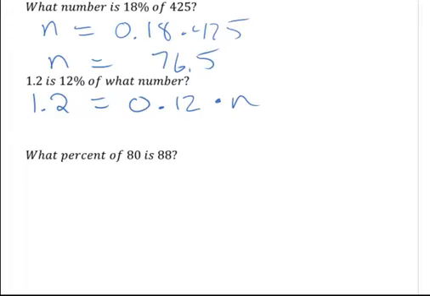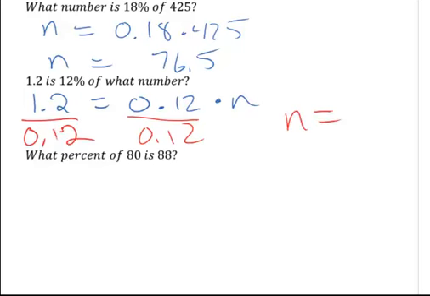Okay, you should have ended up with 1.2 equals 0.12 times n. I have to change that 12% from a percent to a decimal. Since I want to get my letter n by itself, I need to get rid of my 0.12 by dividing. So I'm going to divide on both sides. That's going to leave me, if I take my calculator, 1.2 divided by 0.12, you should come up with 10. All right, you might want to hit pause one more time.